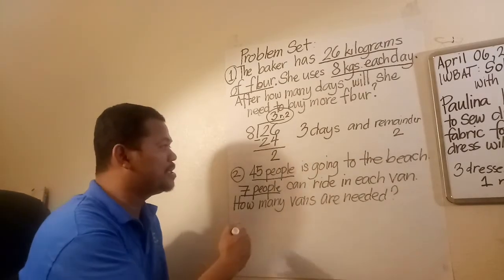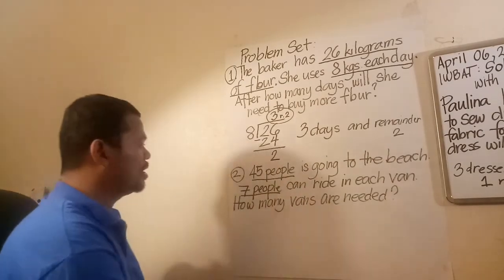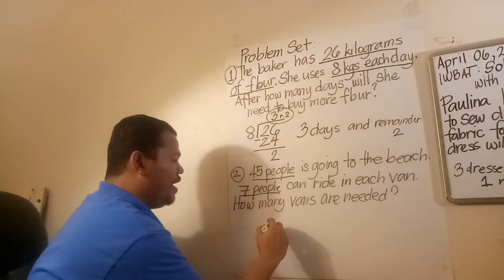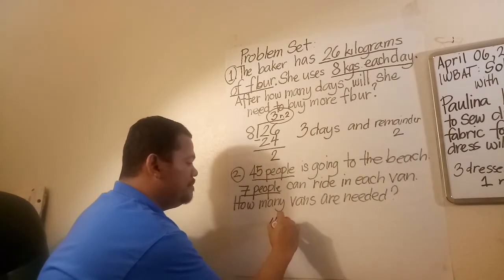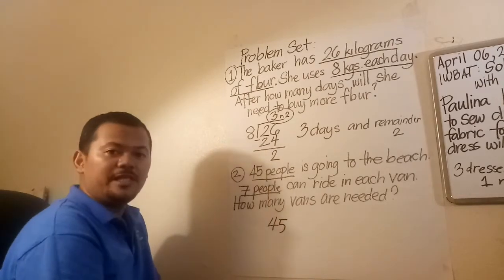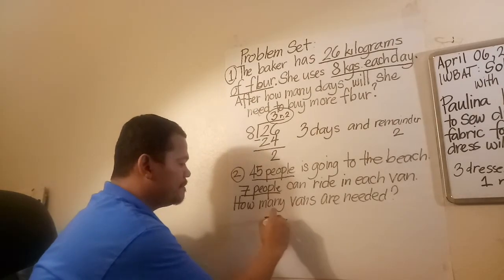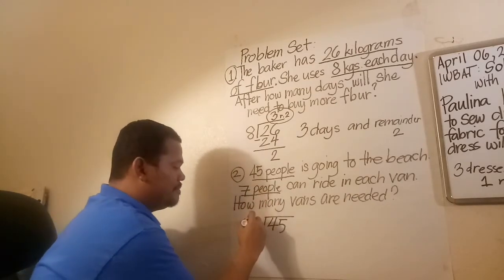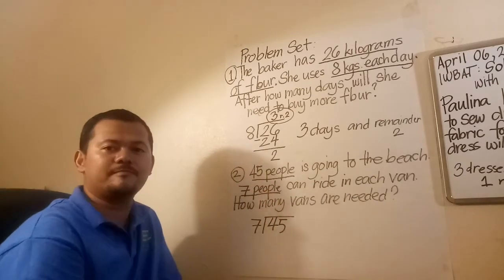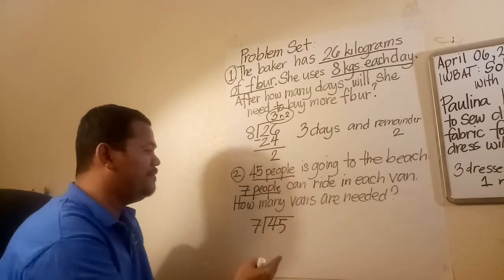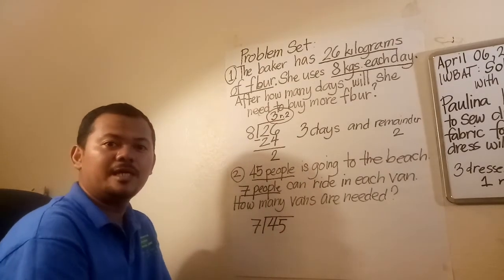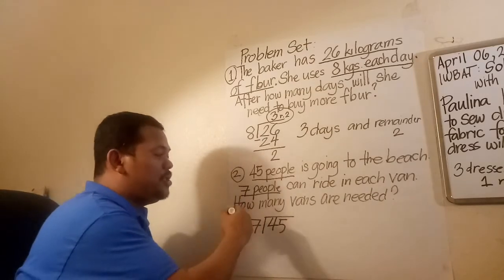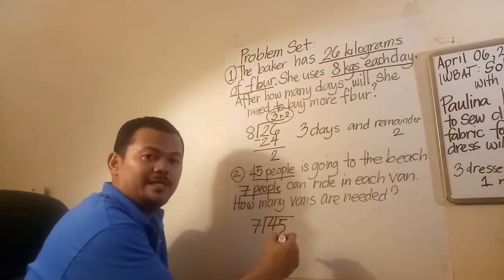So we are going to solve this using standard algorithm. So let's start with writing 45 people divided by 7 people. Okay? I'm going to give you time to answer this and make sure that you are copying correctly.